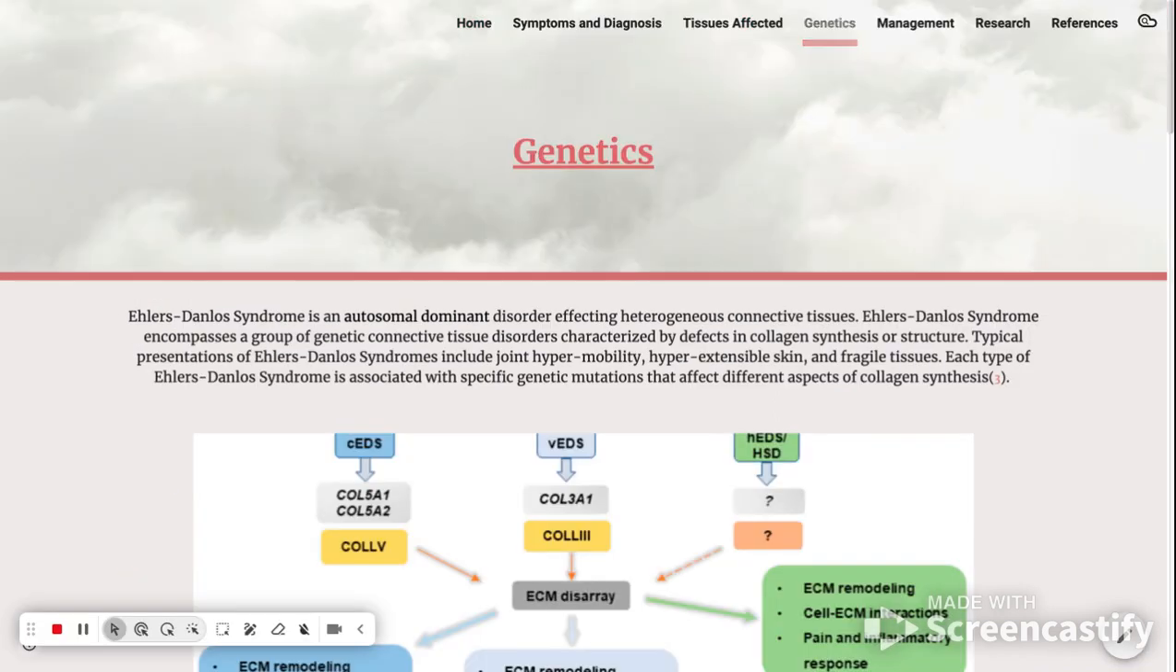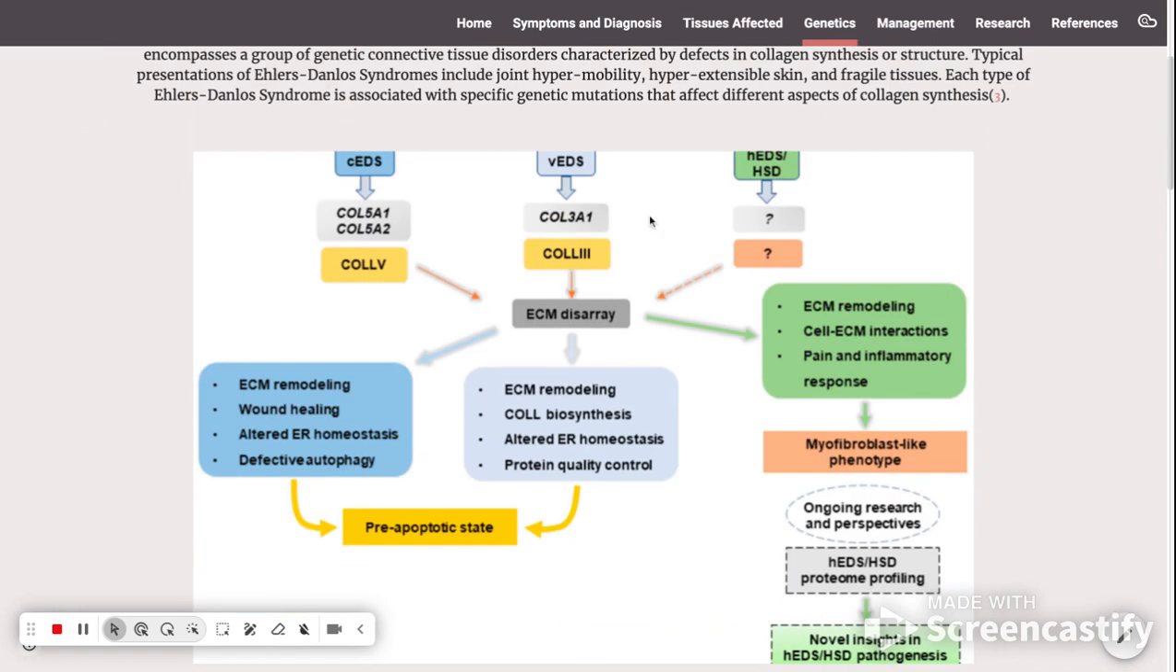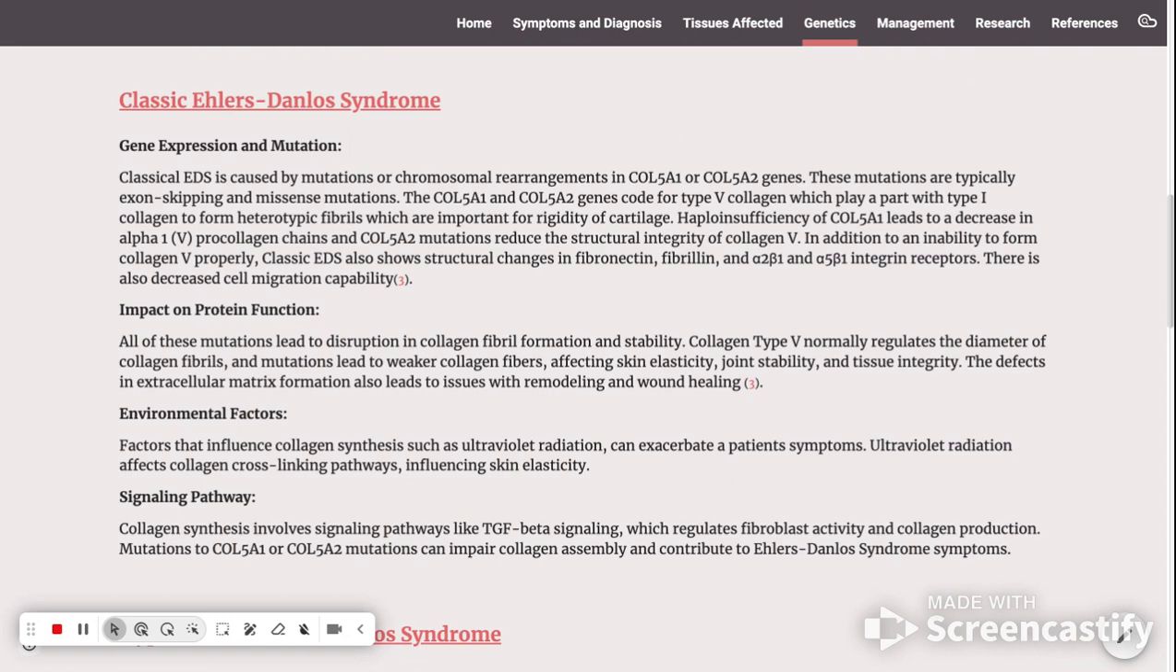So next we're going to discuss the mutations. As previously mentioned, the different types of Ehlers-Danlos syndrome are caused by different mutations in various genes. And this figure shows the division of those for classical, vascular, and hypermobile. But first we're going to discuss classical Ehlers-Danlos syndrome.